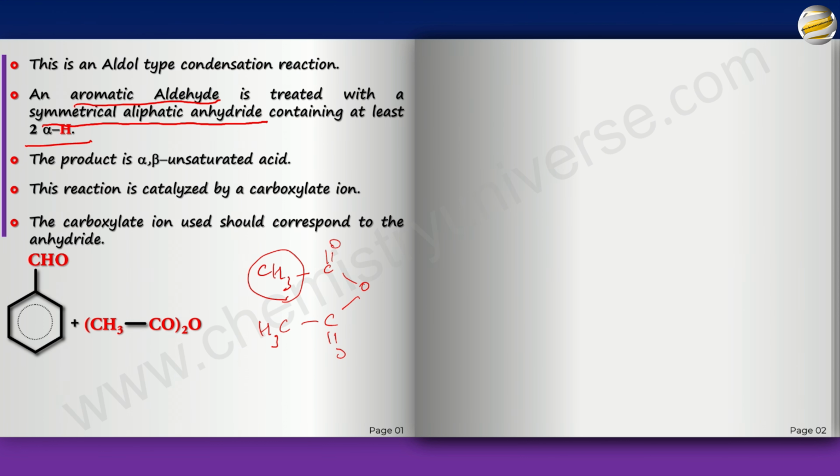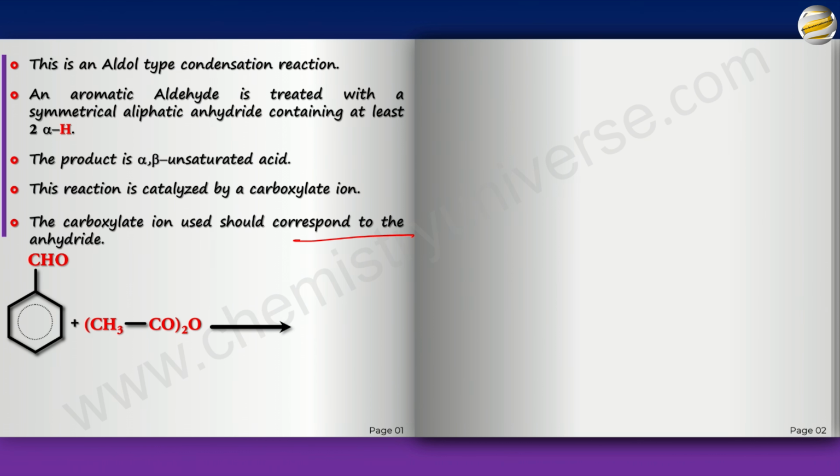And what is the product formed in this? The product formed is alpha beta unsaturated acid. And of course, the reagent used here is a carboxylate ion, and it must correspond to the anhydride. Now, if you look at this, this is acetic anhydride, so you will use acetate ion. So that will also ensure that we don't get any mixed kind of a product. And what is the product? The product is alpha beta unsaturated acid. So you will get this. So this is cinnamic acid.